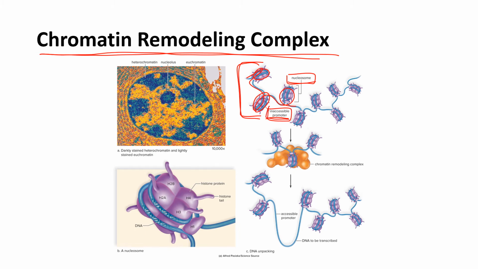Well, if the cell needs to express those genes, then the chromatin remodeling complex can come in, identify that nucleosome and remove those histones. So it will remove those histones, and that will result in opening up that segment of DNA. The promoter will now be accessible, and the RNA polymerase can then bind to that promoter and transcribe those genes. So the chromatin remodeling complex can convert heterochromatin into euchromatin to allow gene expression.